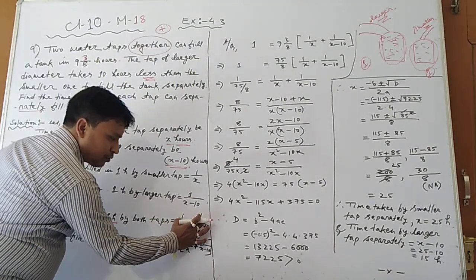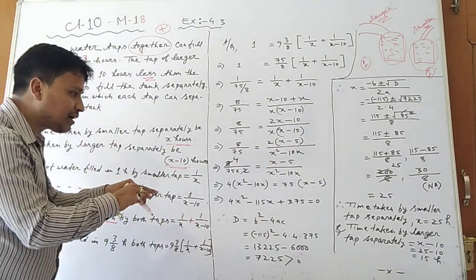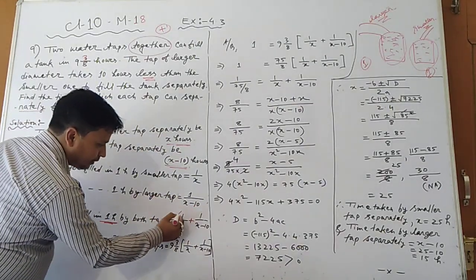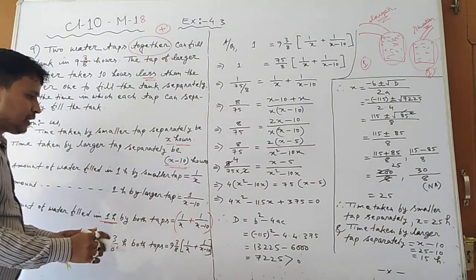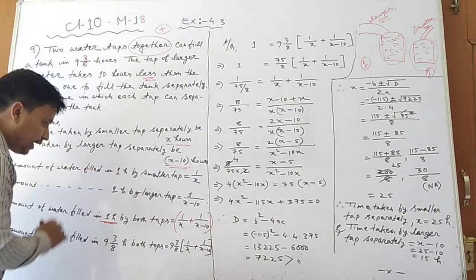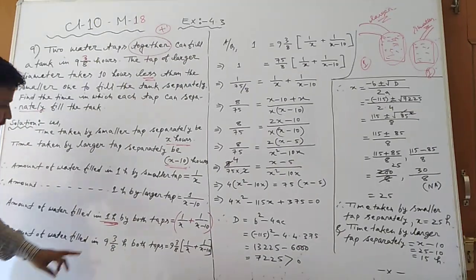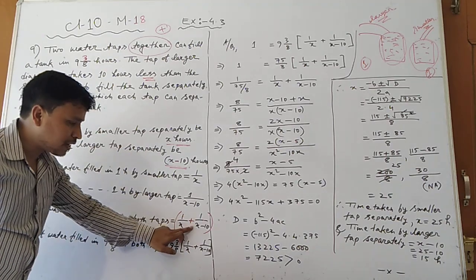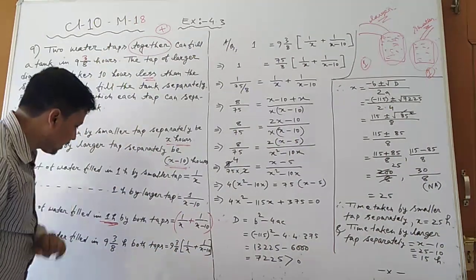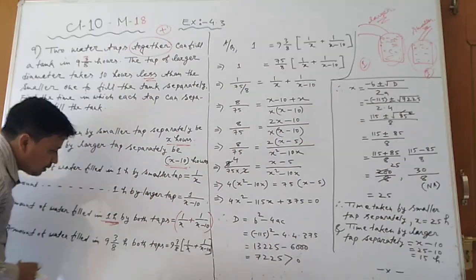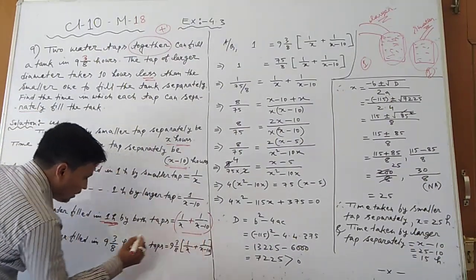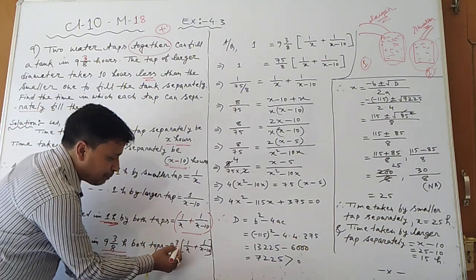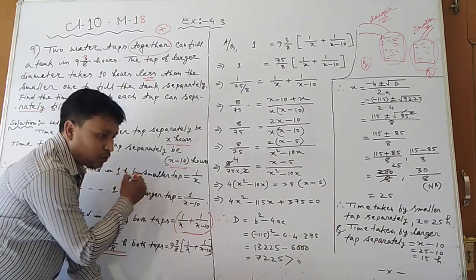So it is the total amount of work done by both the taps together at a time in one tank, so in 1 hour time. It is the total amount of work done by both the taps in 1 hour time. If time will increase, then work done will be increased. So how many times increase? In 9 3 by 8 hours time, work done is also 9 3 by 8 times of the last work done.